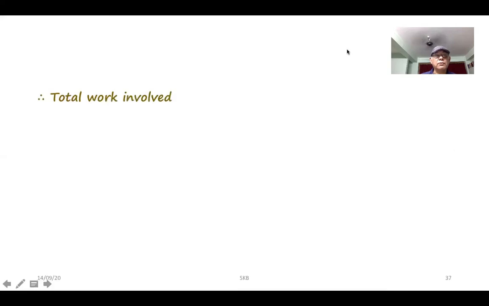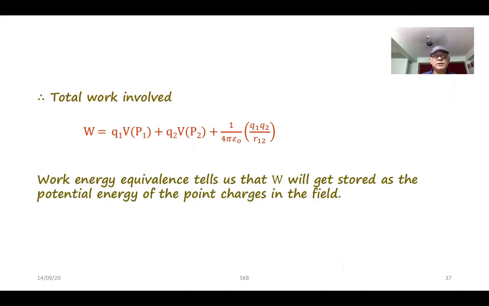Therefore, total work involved W equal to Q1 V at P1 plus Q2 into V at P2 plus 1 by 4 pi epsilon naught within bracket Q1 Q2 divided by R12. Work energy equivalence tells us that W will get stored as the potential energy of the point charges in the field.